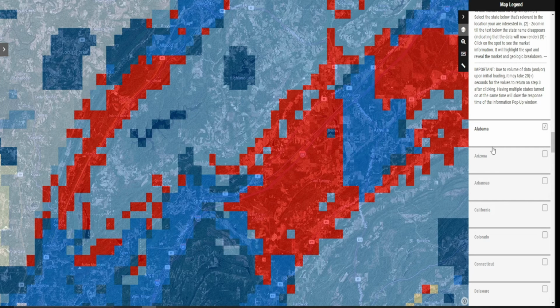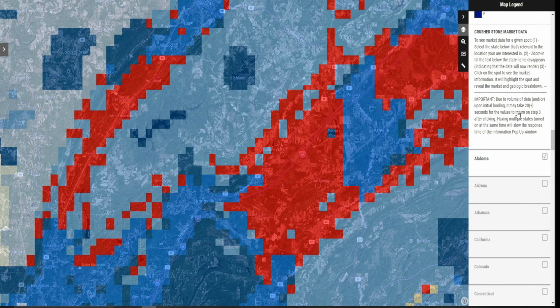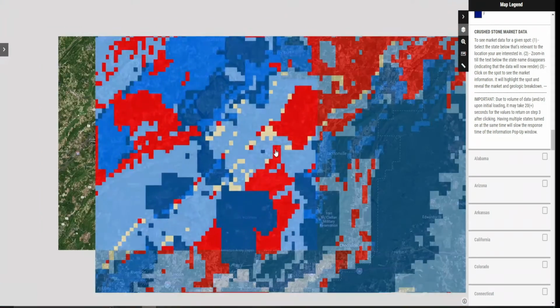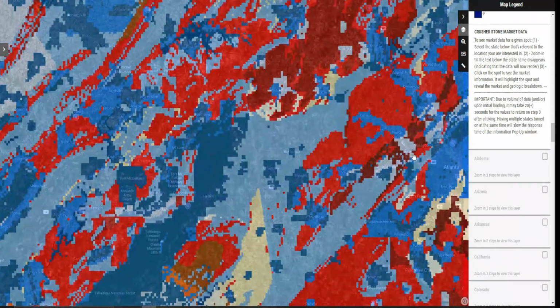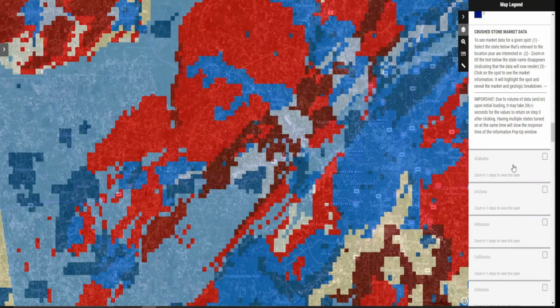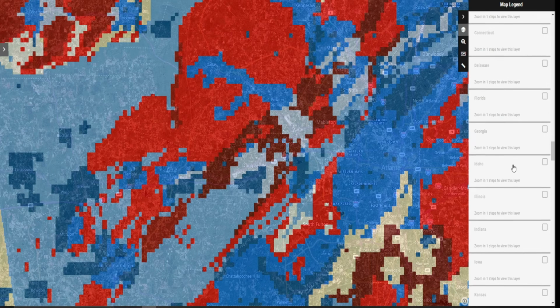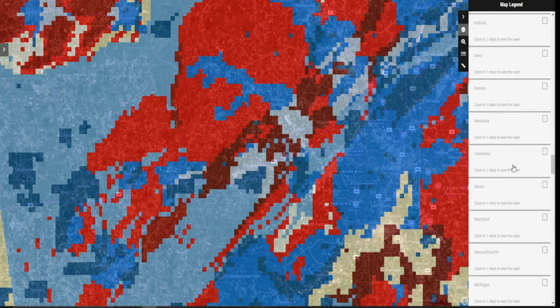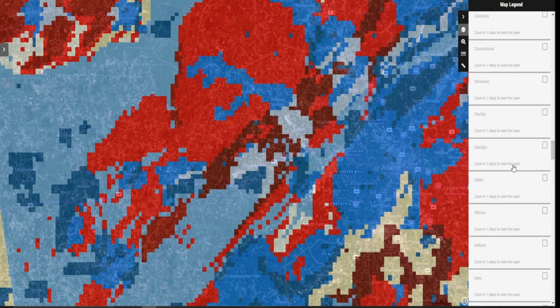To ensure a sufficient and good response time within your interface, we advise, as said in the text here, to only turn on one state or a couple states at a time. So in this case, if you wanted to see what Georgia is, we can now move to the region of Georgia and see what their regions look like and get a breakdown of the data tied to the market potential. So we go here and then we find Georgia.